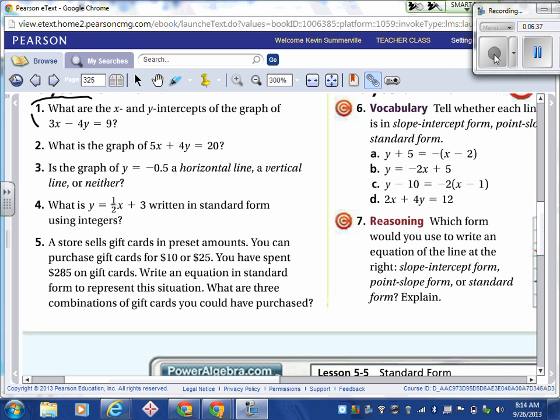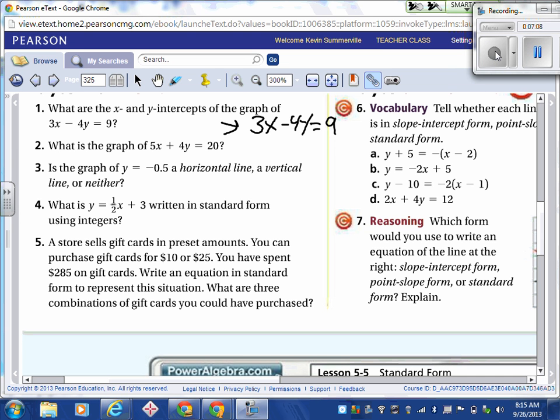Okay, go ahead and write down this equation. Just write down what the x and y intercepts are. And go ahead and write down this equation. So number 1, looking for the x and y intercepts with the equation 3x minus 4y equals 9. So now we have the equation 3x minus 4y equals 9. Just like we did the other day.